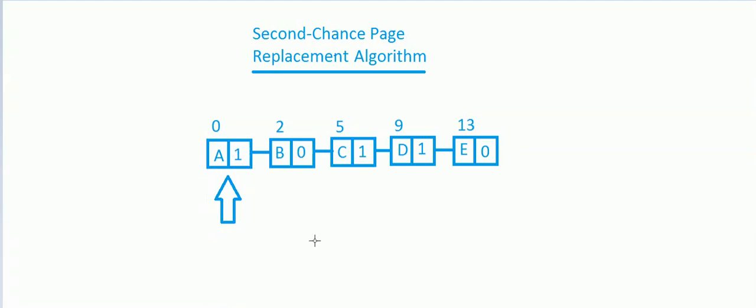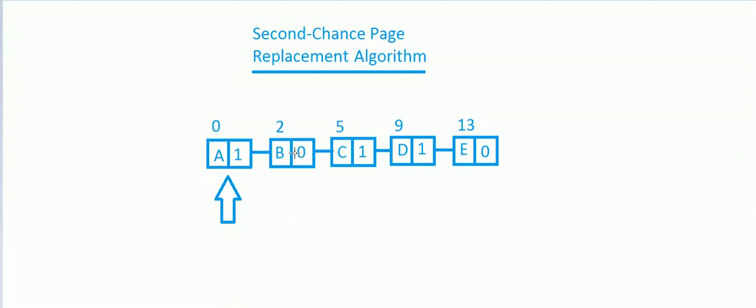Now suppose there is a page F that we want to refer. So we check for the page F in the cache, but since the page F is not present in the cache, it's a page fault. So we need to make room for the page F by evicting one of these pages. Now which page is to be evicted is decided by the reference bit.